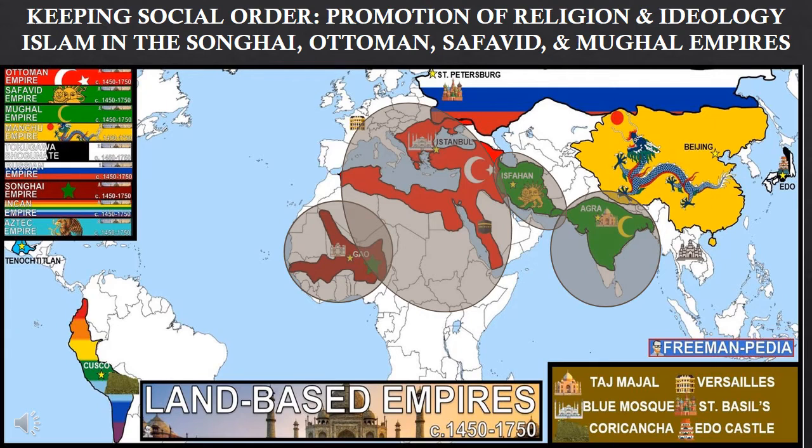For Muslims in the Ottoman and Songhai empires, they were protected from being enslaved. Additionally, under the reign of most of the Mughal emperors, Islam was promoted, and other religious groups, namely Hindus, but Buddhists and Jains included, had to pay the jizya tax to the Mughal emperors. The Safavids promoted a form of Shia Islam known as Twelver Shiism, and went to great lengths to convert the peoples of Central Asia to Twelver Shiism.